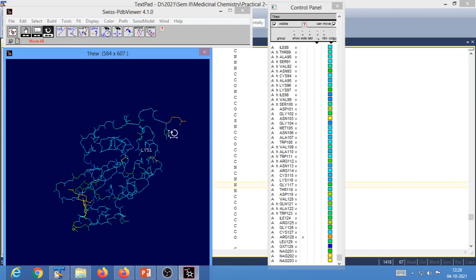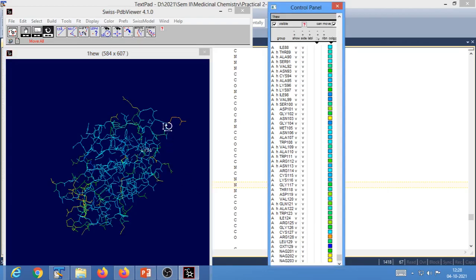Okay, so it can move quite fast. Since it is exposed to the solvent, this particular side chain is long and it can wag around and interact with the surrounding water molecules. Okay, so therefore it has a higher B factor value. Okay, so this is all about your B factor.